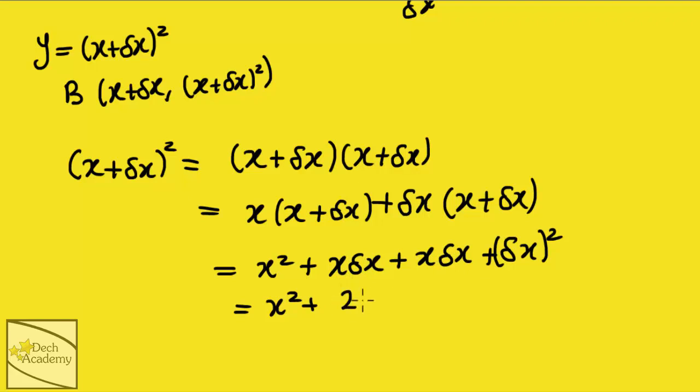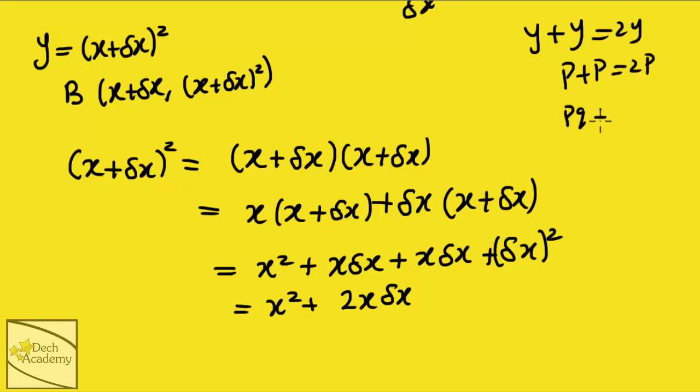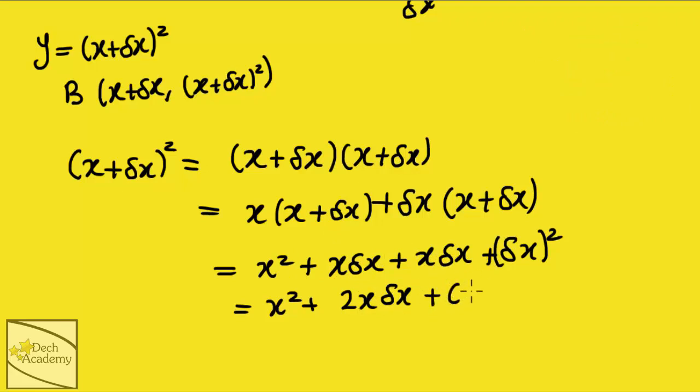So I can simplify this to give x squared plus x delta x plus x delta x, the same thing as 2x delta x. You can think of x delta x as a variable like y or something. You know, y plus y is the same thing as 2y. P plus p, same thing as 2p. pq, which is a variable, plus pq, is the same thing as 2pq. So x delta x plus x delta x is 2x delta x, plus delta x all squared.